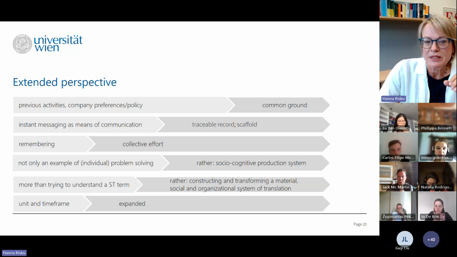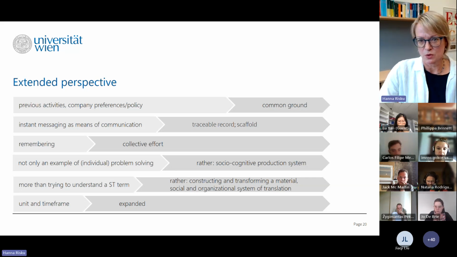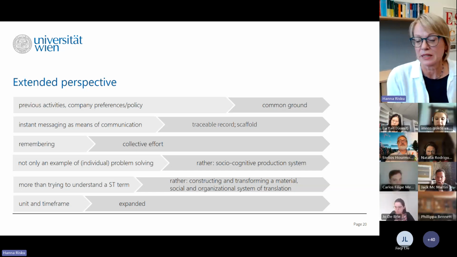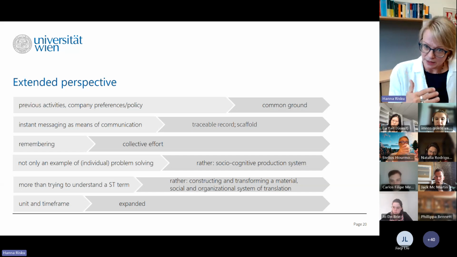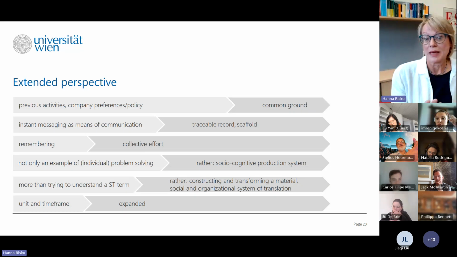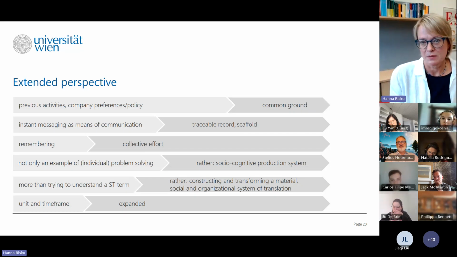They do not only use material and social system to solve one problem, they build and transform the system by adding further elements to it, and they strengthen some of its practices by conforming and repeating these practices. So to understand this system level and socio-cognitive dynamics, we need to expand the unit and the time frame that we consider and analyze in our empirical research.